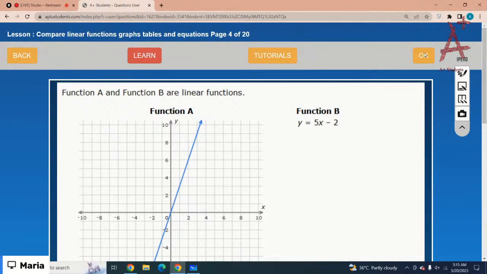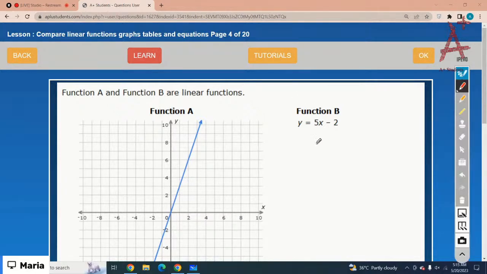Okay, function A and function B are linear functions. So the slope of this function is m equals 5 and the slope of the graph is 1, 2, 3 over 1. The slope of function A is 3 over 1. That would be 3. Got it?